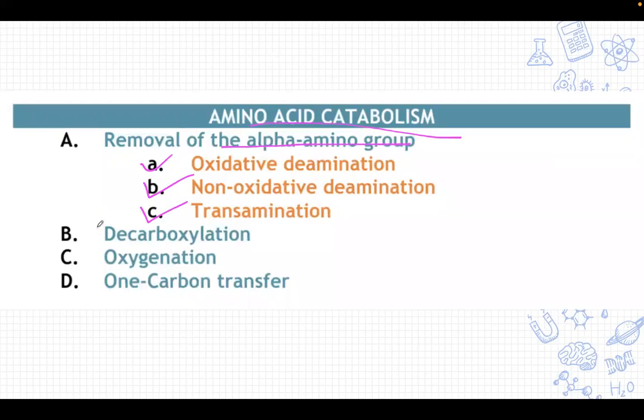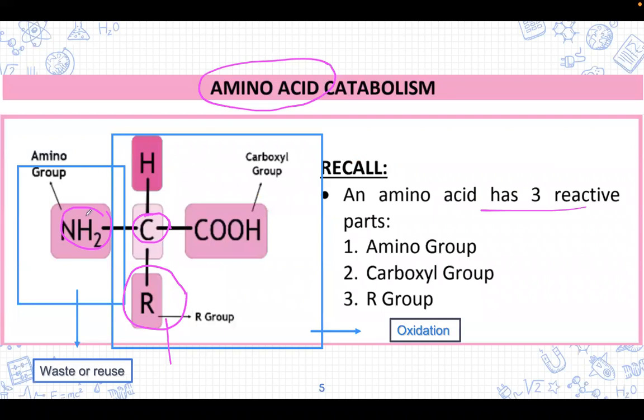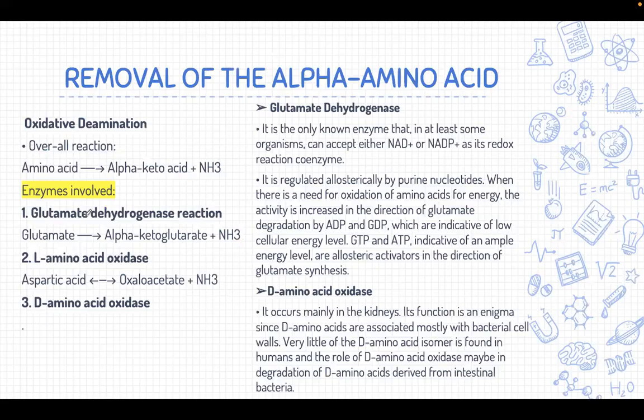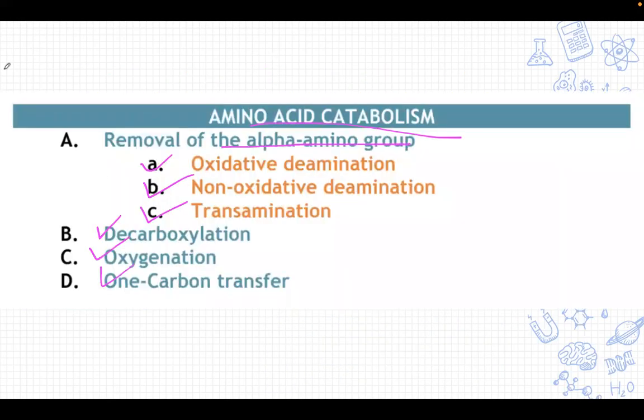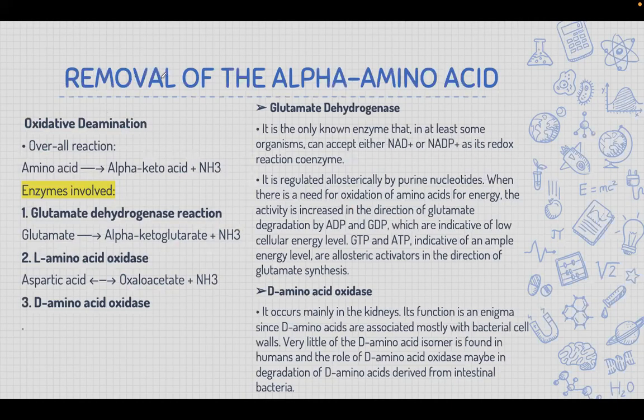Next, meron naman tayong tinatawag na decarboxylation, oxygenation, and 1-carbon transfer. Hindi na po sila involved doon. Iba na sila, ibang processes na. Basta po sa alpha amino group, yung 3 lang na yun. Okay? So, discuss natin siya. Unahin natin si letter A, removal of alpha amino group. Oxidative deamination muna tayo.